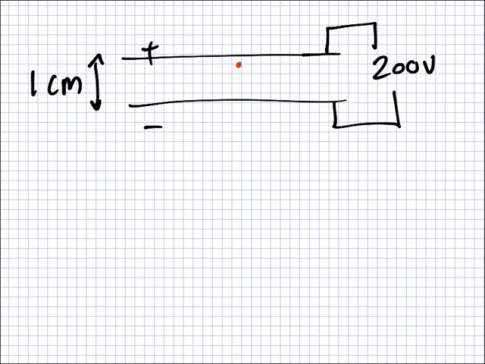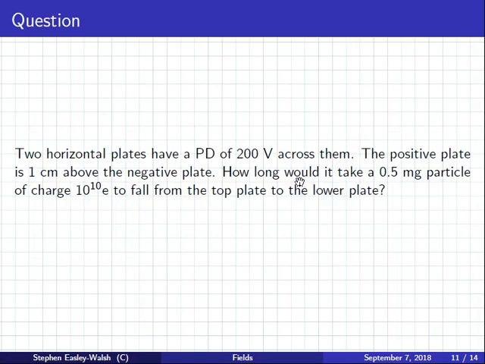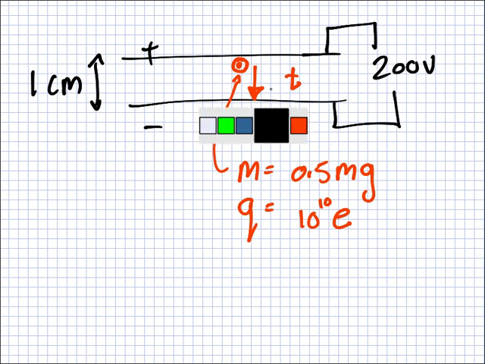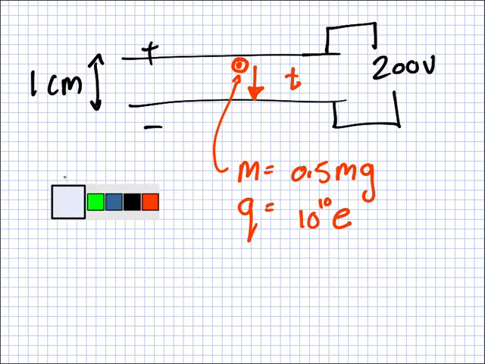So, you have a small charge. Its mass is 0.5 milligrams and its charge is 10 to the 10 E. And this is going to fall. My question is, how long? What is the time it will take to fall? So, I'll give you a little hint. I'll let you try this, okay?